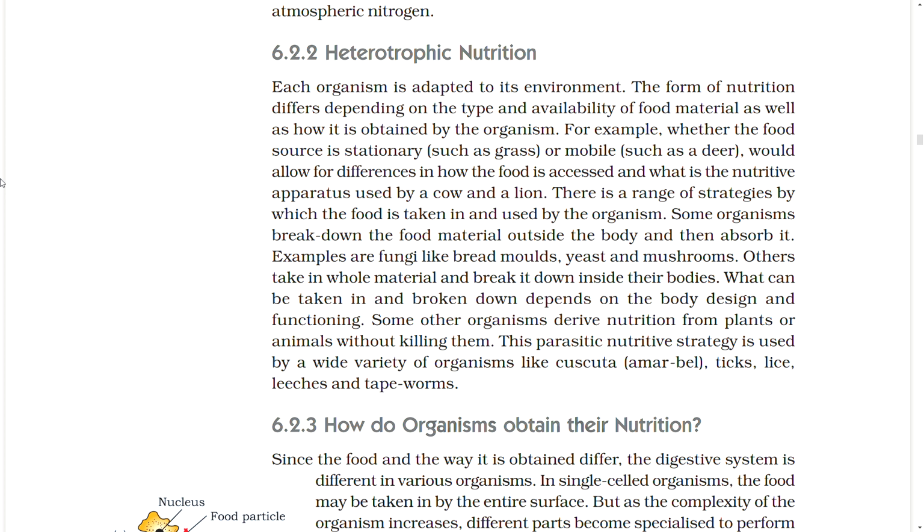Heterotrophic nutrition. Each organism is adapted to its environment. The form of nutrition differs depending on the type and availability of food materials as well as how it is obtained by the organism. For example, whether the food source is stationary, such as grass, or mobile, such as a deer, would allow for differences in how the food is accessed and what nutritive apparatus is used by a cow and a lion. There is a range of strategies by which the food is taken in and used by the organisms. Some organisms break down the food material outside the body and then absorb it.